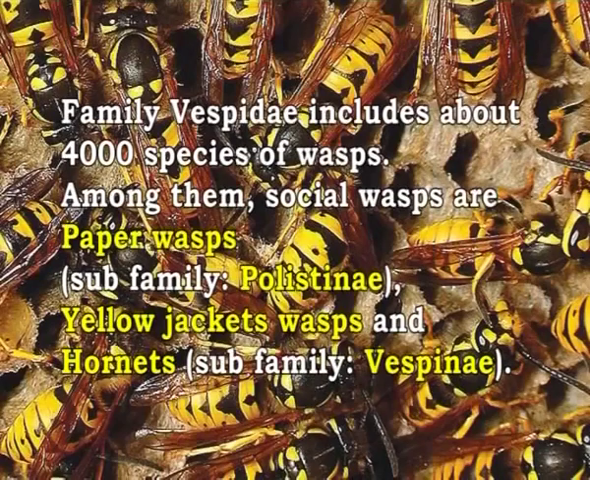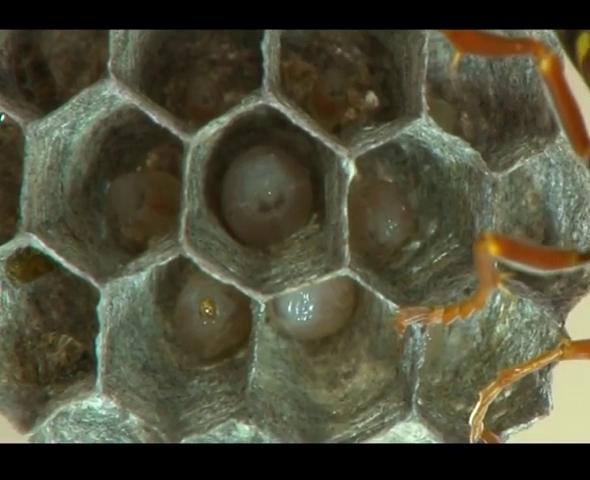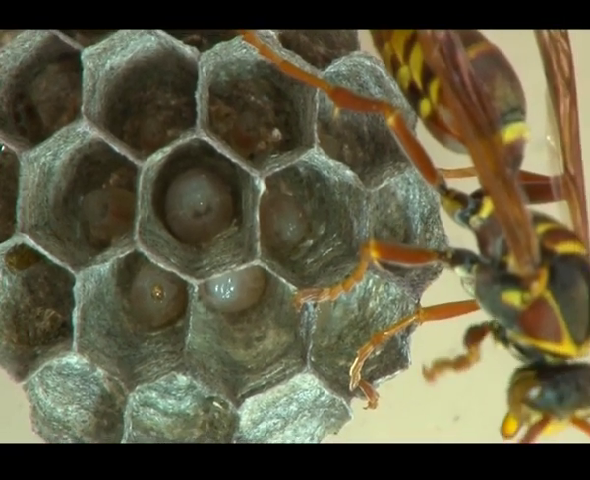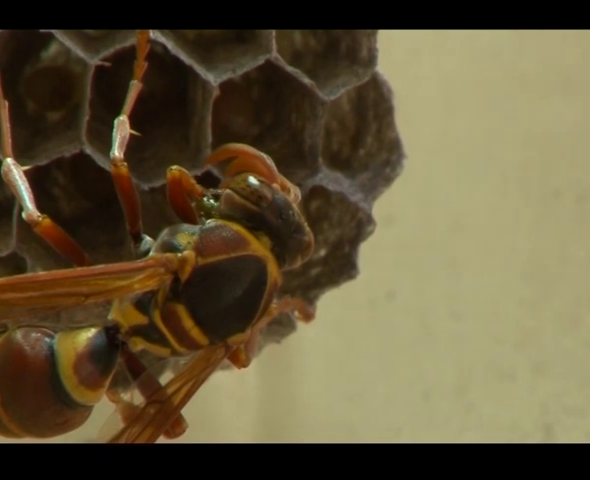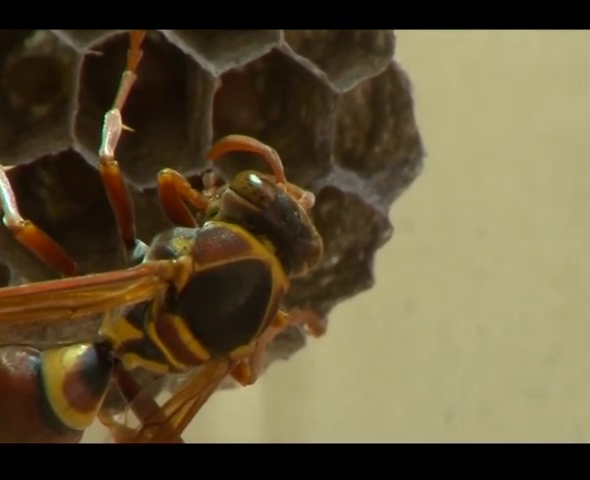Wasps. Family Vespidae includes about 4000 species of wasps. Among them are social wasps or paper wasps. They belong to subfamily Polistinae. Yellow jackets and hornets belong to subfamily Vespinae. In social wasps, castes become distinct. Only one queen is present per nest and she is larger than her daughters, called workers.